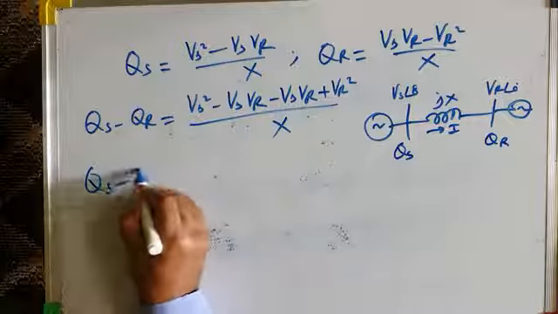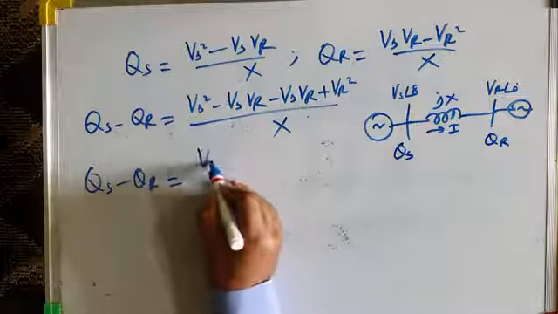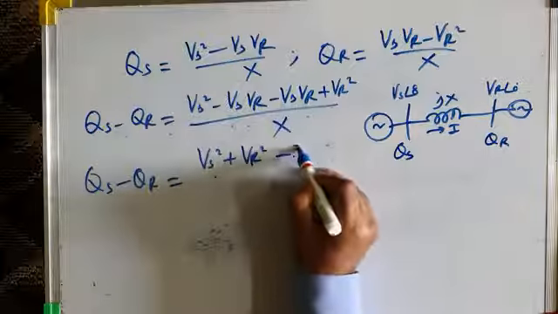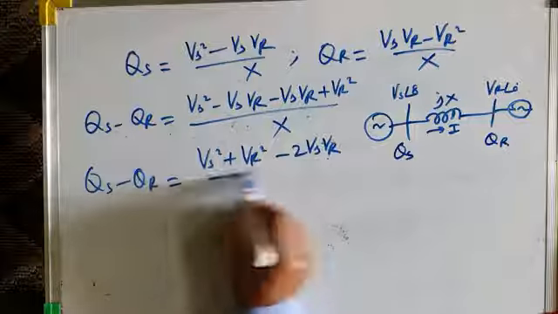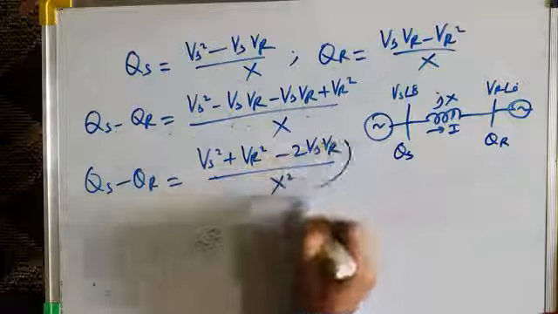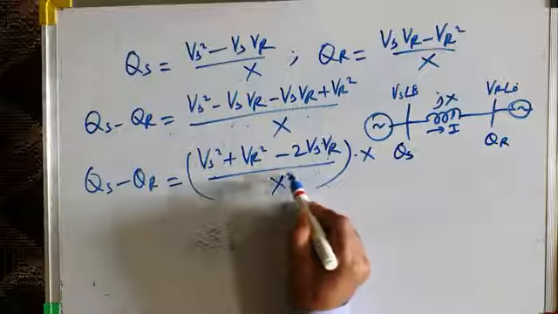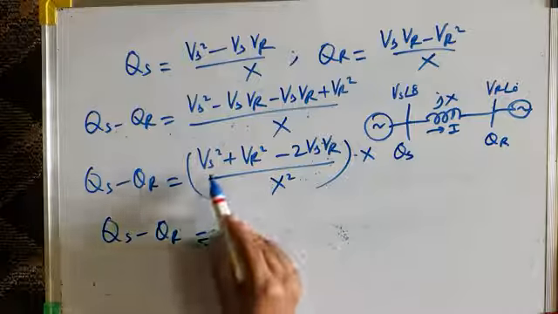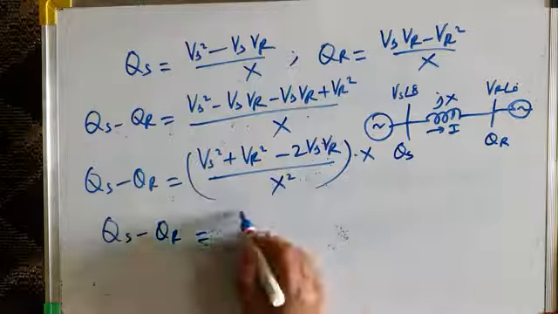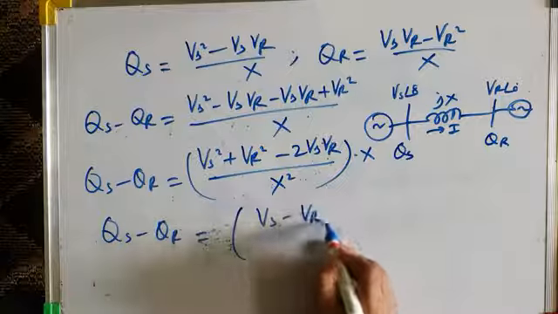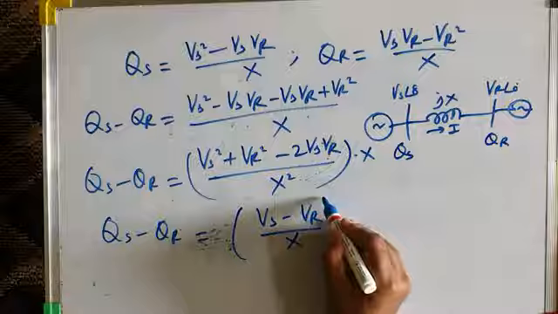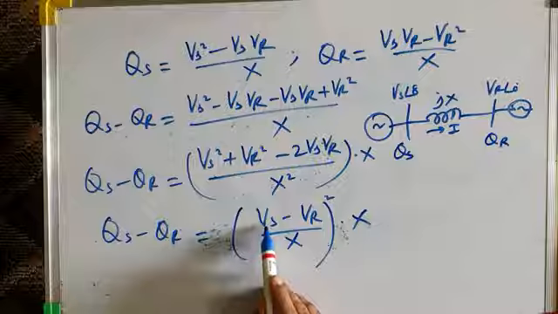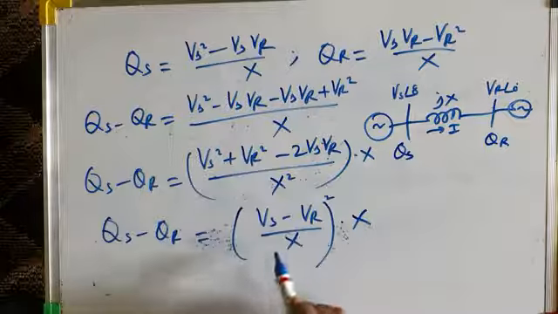So Qs minus Qr is equal to Vs square plus Vr square minus Vs Vr minus Vs Vr, which is 2 Vs Vr, divided by X. Because X and X square, it is again X. So therefore I can write Qs minus Qr is equal to Vs square plus Vr square minus 2 Vs Vr, which is Vs minus Vr whole square. So this is Vs minus Vr divided by X whole square into X. If you expand this, it is Vs square plus Vr square minus 2 Vs Vr divided by X square.